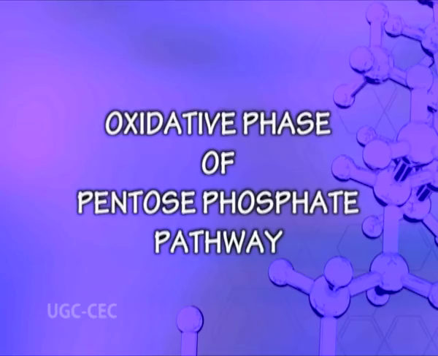There are 2 distinct phases in the pathway, the oxidative phase and the non-oxidative phase. In the oxidative phase, NADPH is generated, and in the non-oxidative phase, synthesis of 6-carbon sugars take place. Oxidative phase of pentose phosphate pathway. Here, glucose-6-phosphate is converted to ribulose 5-phosphate and 2 molecules of NADP plus are reduced to NADPH.